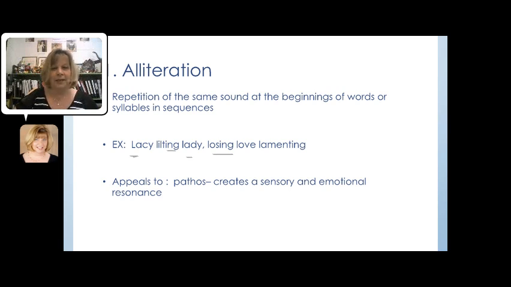And this is an appeal to pathos. It creates a sensory impact on the reader and kind of has an emotional resonance to it. So when you use these kinds of sound terms, it can create that kind of impact in your audience.